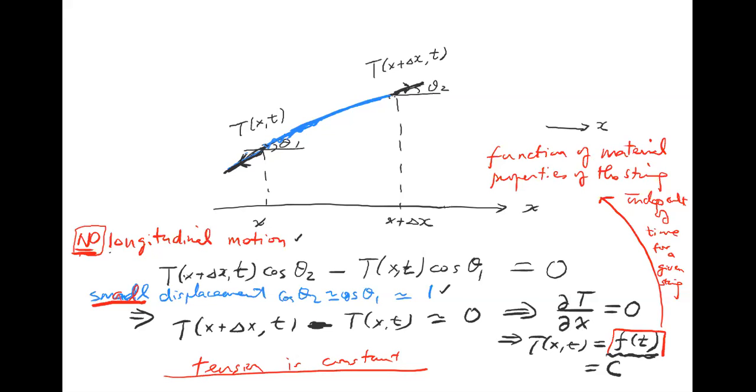Is it clear about this derivation? Okay, so now let's turn back. I want to move back to the notes, and then you will see we now want to relax one of the approximations, which is the small displacement.